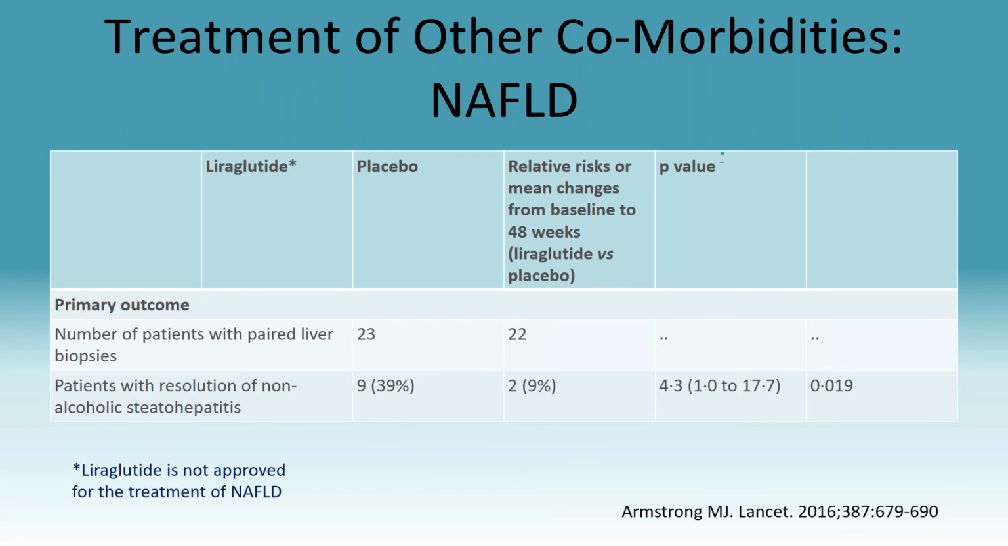And in particular, the GLP-1 analogs, this is just one of them looking at liraglutide, which in this small study from the Lancet was shown to cause a resolution of non-alcoholic steatohepatitis in 39% of patients compared to 9% in the placebo control group. Although liraglutide is not approved for the treatment of NAFLD at this point, and the AASLD is not recommending it for patients who have NAFLD and don't have diabetes, this may be the wave of the future.